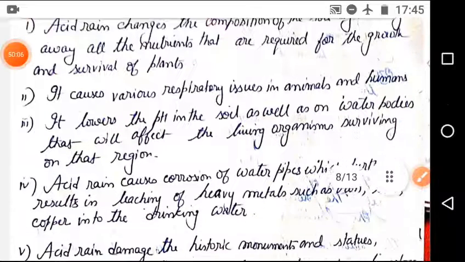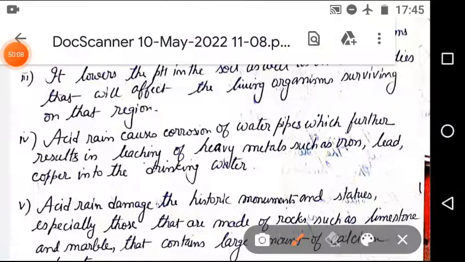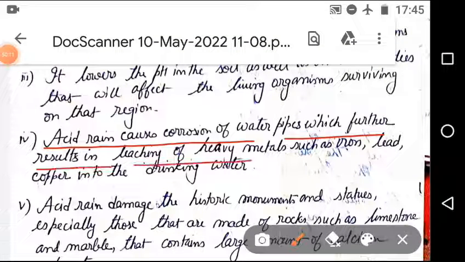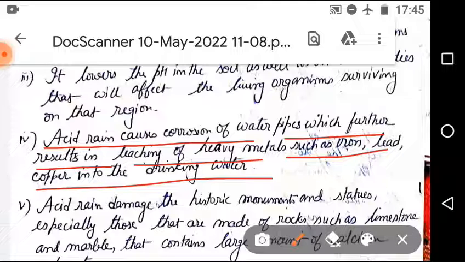Acid rain also causes corrosion of water pipes, which further leads to leaching of heavy metals such as iron, lead and copper into the drinking water. Now, the large water pipes that carry the water here, like the ones the municipal corporation of Durgapur is installing, the water pipes that we see now, DMC has set up.